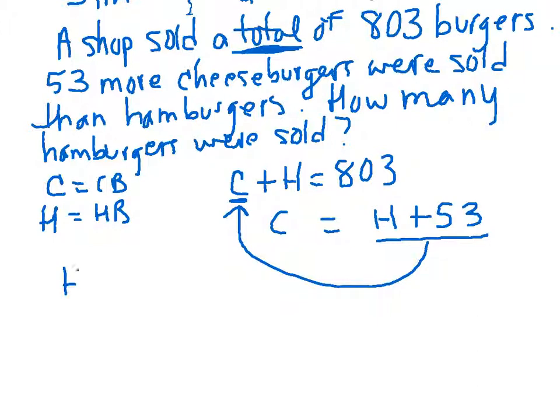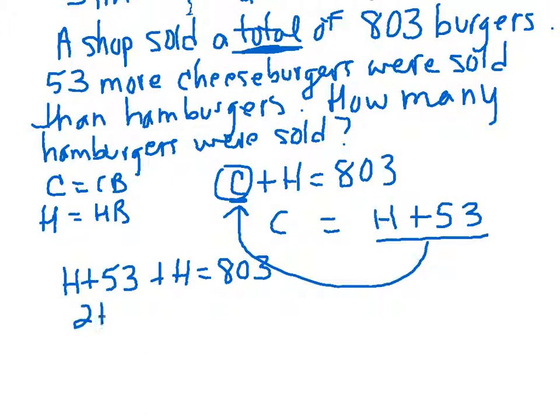Alright, so we have H plus 53, that's for the C, plus H equals 803. And now we use our algebra skills. We have an H plus an H, that gives us 2H plus 53 equals 803. Hey, we have a two-step basic equation. Subtract 53 from both sides.